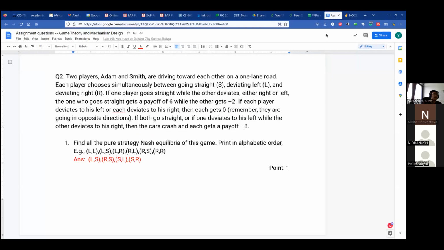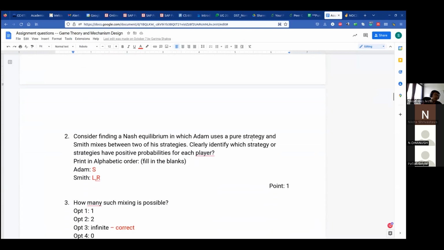Okay, that's part one. Now, your question is regarding part two: consider finding a Nash equilibrium in which Adam uses a pure strategy and Smith mixes between two of his strategies. This makes things a little more focused. This is a symmetric game, so it doesn't really matter who is Adam. Maybe this row is Adam and the other is Smith. Clearly identify which strategy or strategies have positive probabilities for each player.